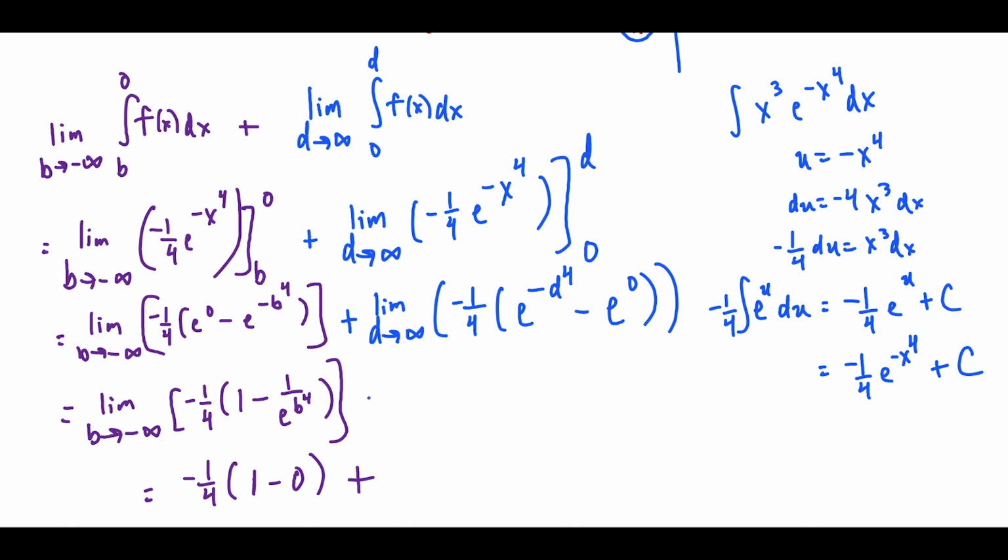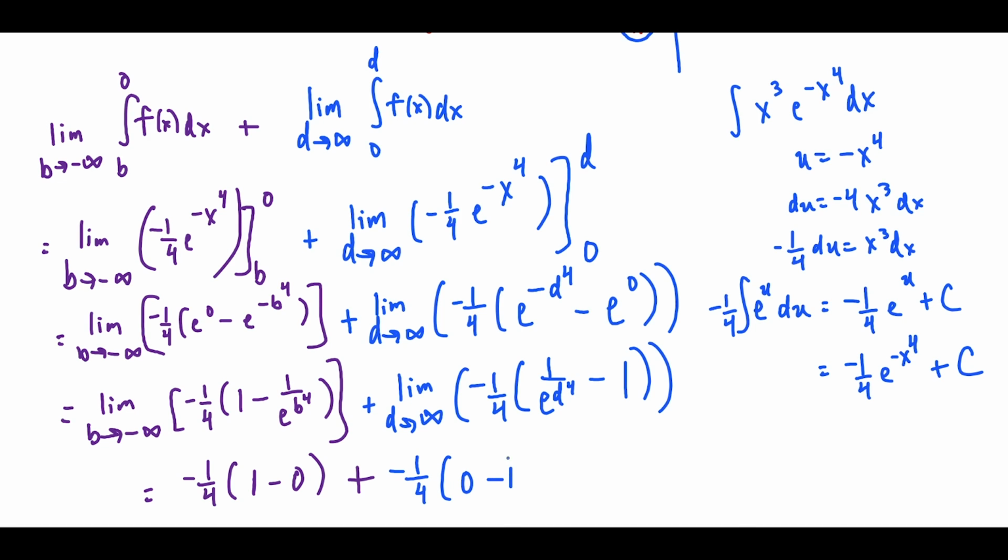When we simplify this a bit, we've got plus the limit as d goes to infinity of negative 1/4 times, and this we could rewrite as 1 over e to the d to the fourth power, and then minus 1 here. This term, once again, 1 over e to the d to the fourth, as d goes to infinity, this fraction is going to go to 0. So we're going to have plus negative 1/4 times 0 minus 1.